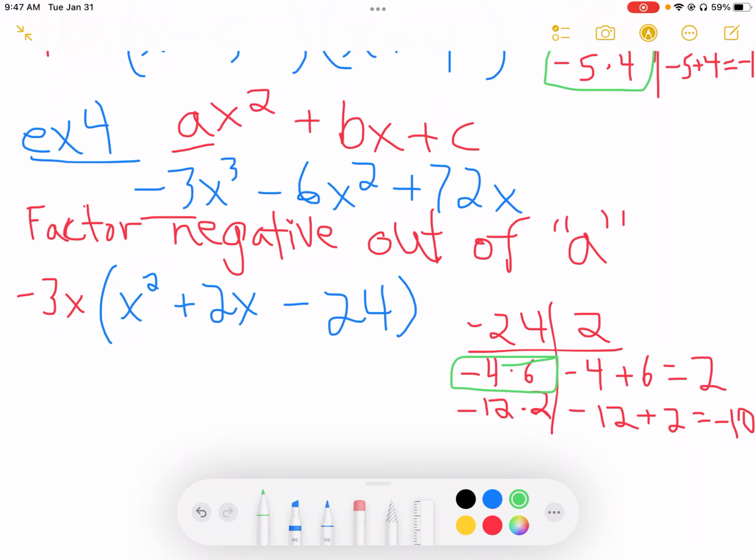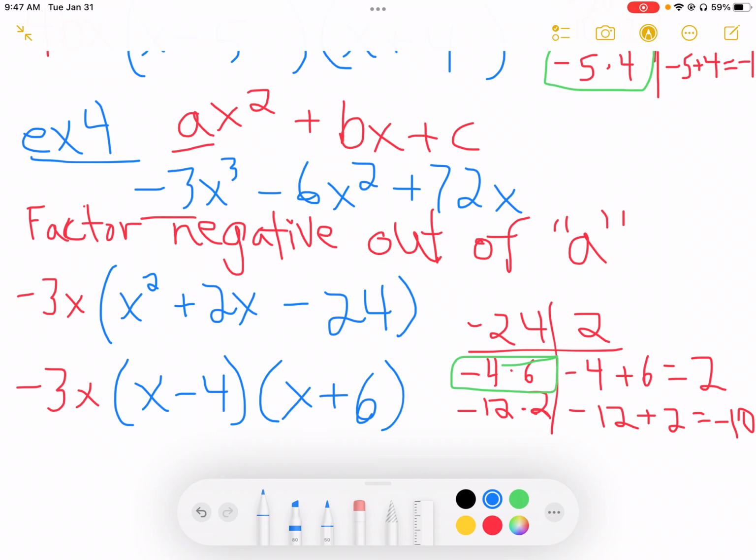So again, my common factor stays out here, and then I go ahead and factor in here. So x minus 4, x plus 6, and I'm done. That's my answer.